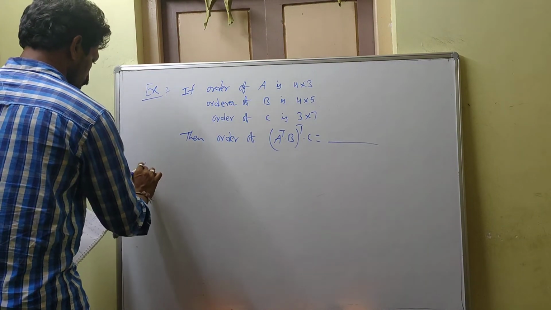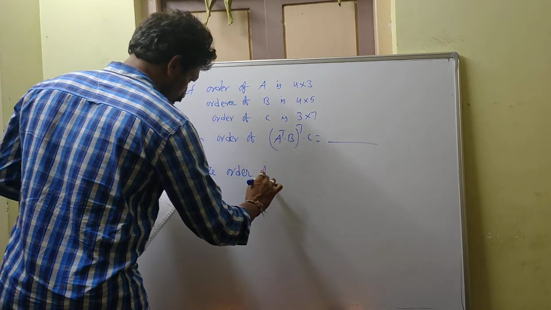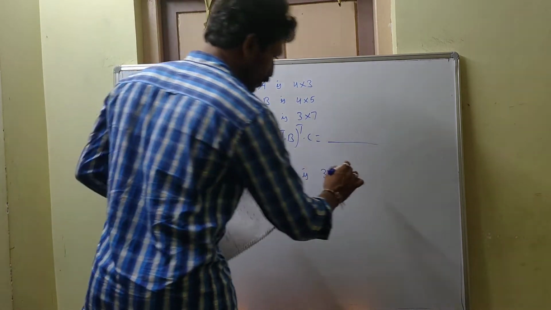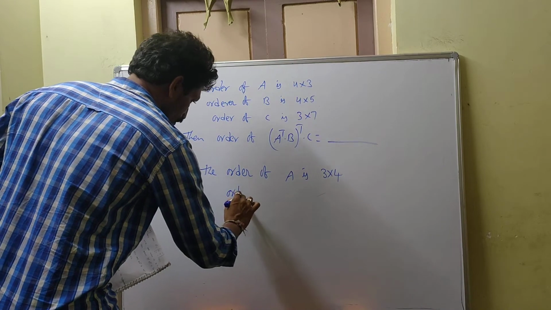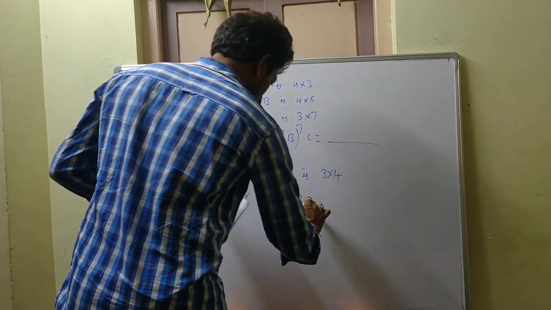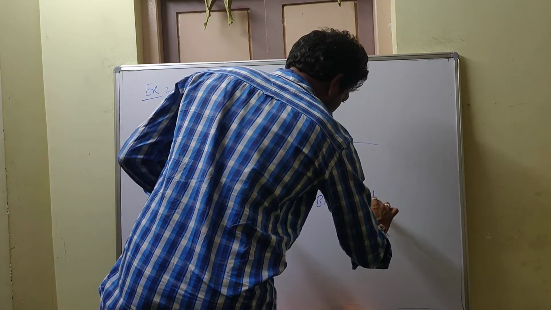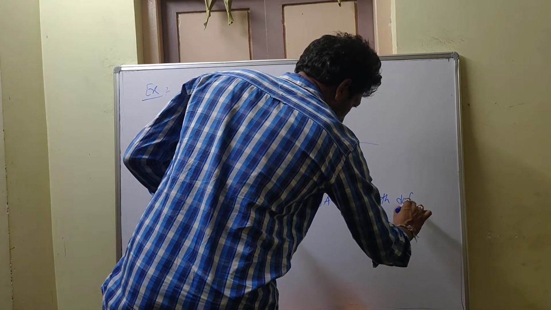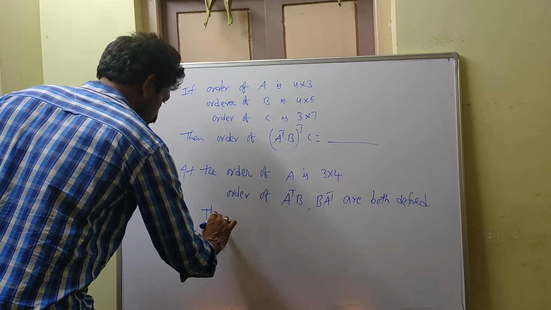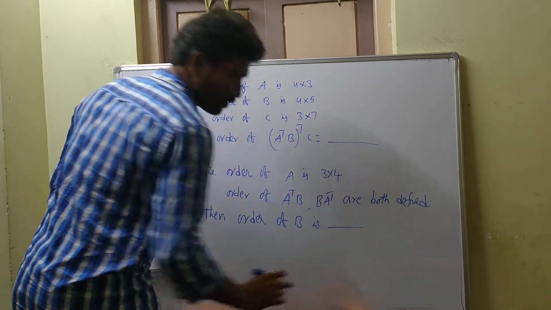Next question based on this one. If the order of A is 3 by 4 and order of A transpose into B, comma, B into A transpose are both defined, then order of B is. These are the two questions.